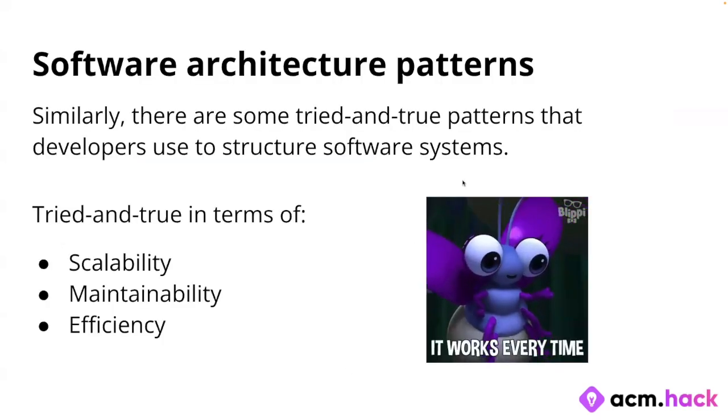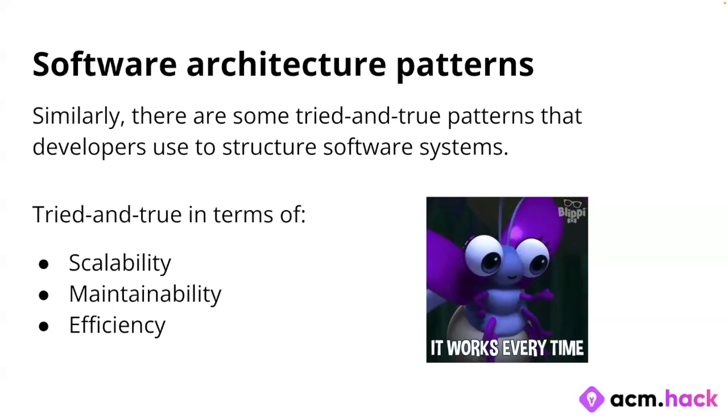So there are some tried and true patterns that developers use to structure software systems, like those patterns in the blueprints of actual buildings. When I say tried and true, it means that these patterns work well for scalability, maintainability, and efficiency. Scalability basically means that this kind of pattern works both for smaller apps that we are building and possibly much larger apps like Instagram or something.